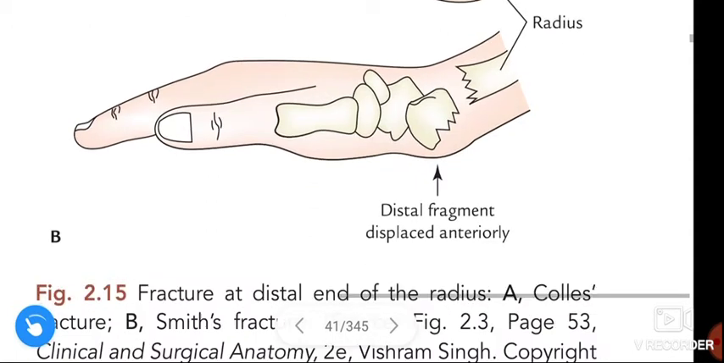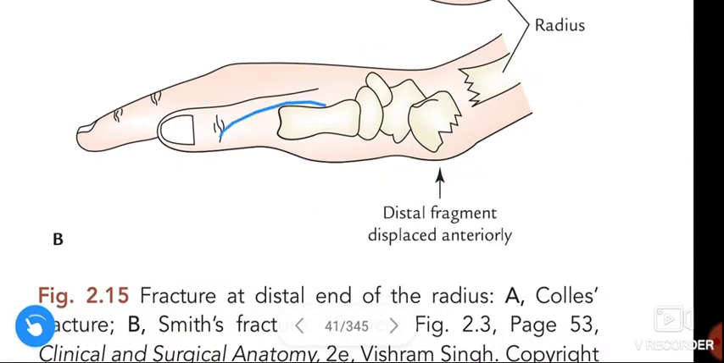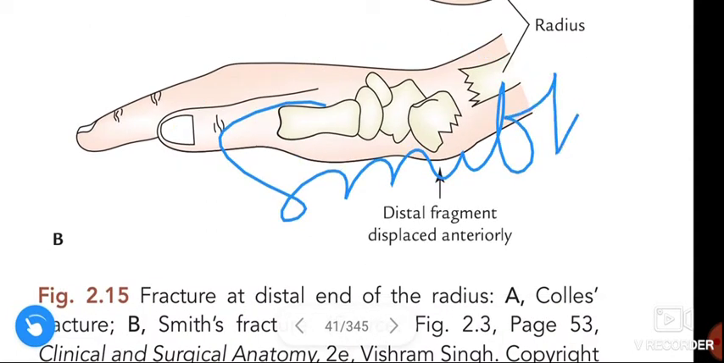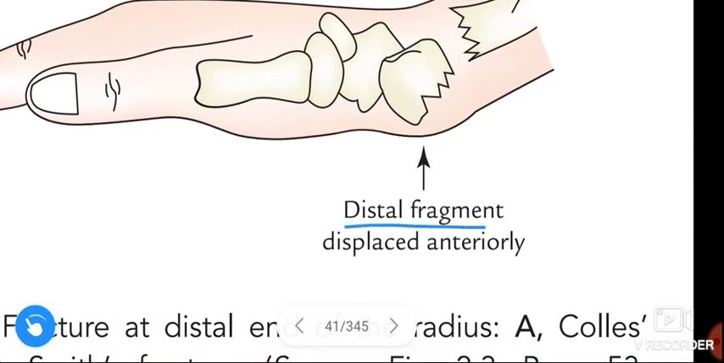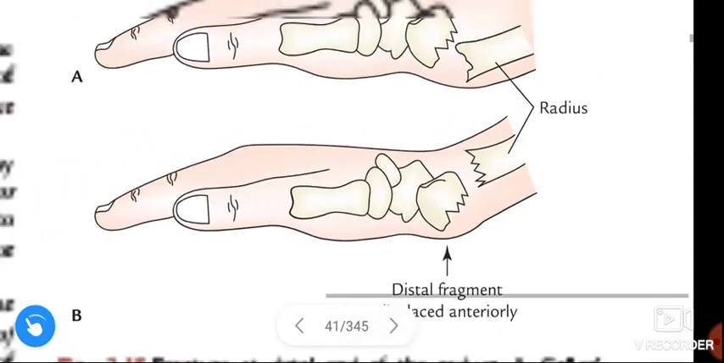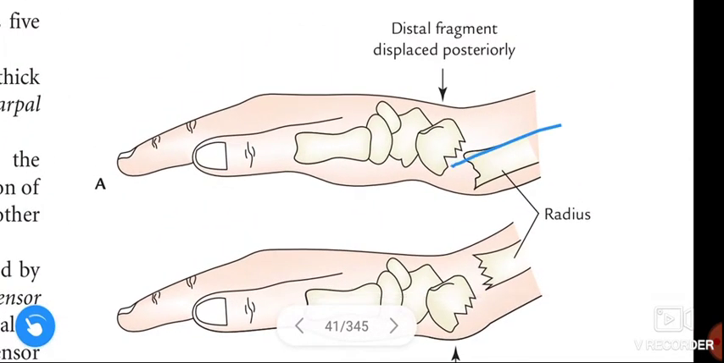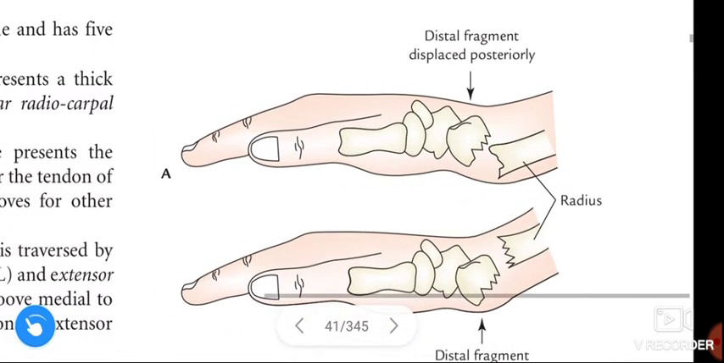Okay guys, this is the Smith's fracture. In Smith's fracture, the distal fragment is displaced anteriorly. See guys, this is Colles fracture, this is Smith's fracture, and the reverse of Colles fracture we call Smith's fracture.